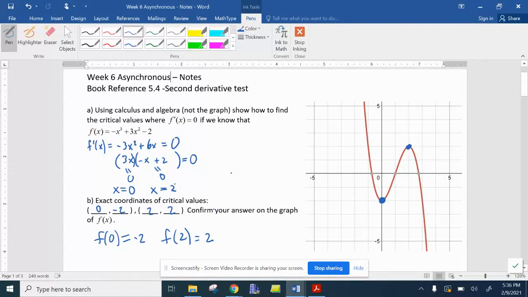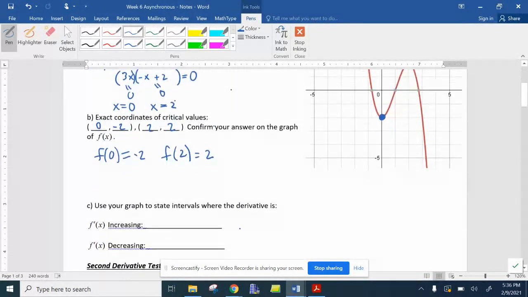If I were to ask you to give me a relative minimum, you would say negative 2, because that is relatively the lowest point around the valley that I'm looking at when x is equal to 0. You wouldn't give me the x coordinate, just the y.